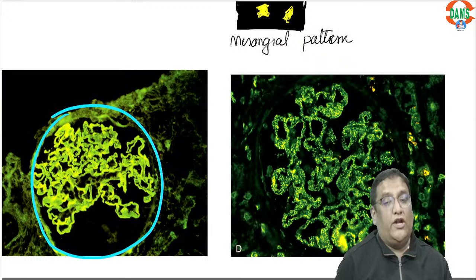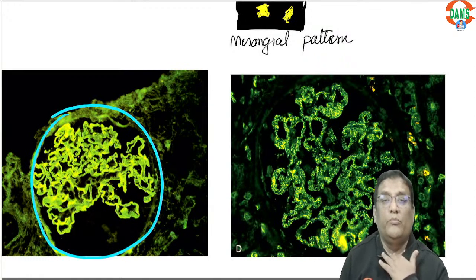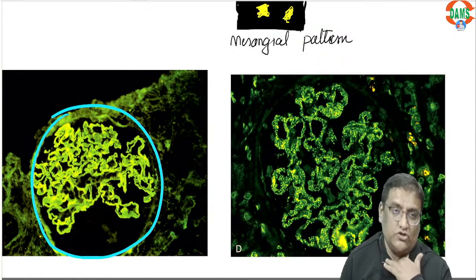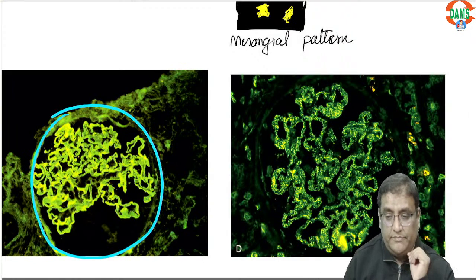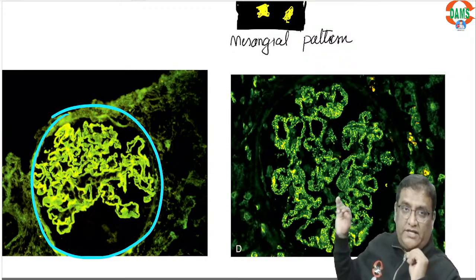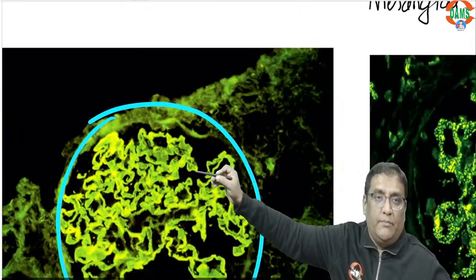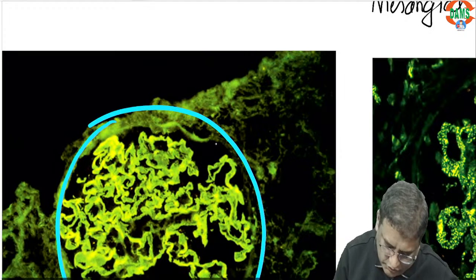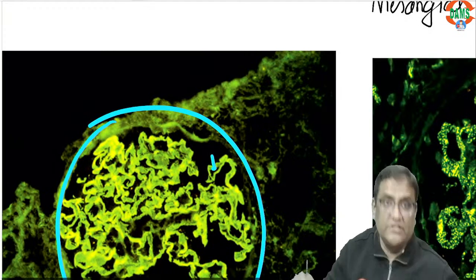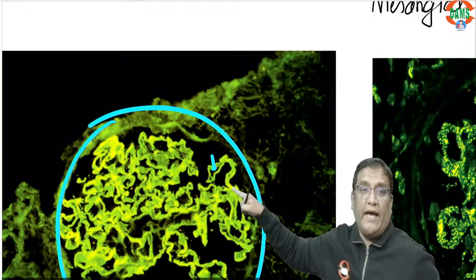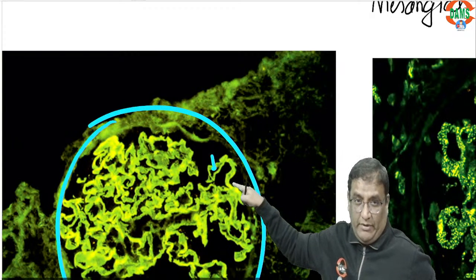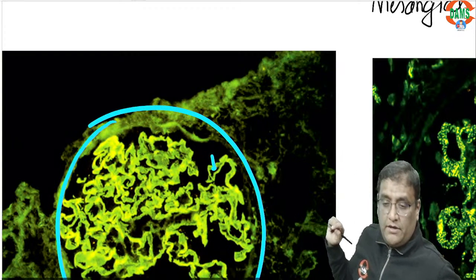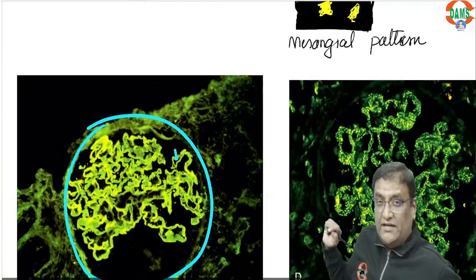This is not wire loop. Wire loop will be seen on light microscopy, not on IF. This is a linear deposit, line like deposit. Now why line like? I hope all of you are able to see in the center. This empty structure is the lumen of the capillary, and whatever staining has happened is along the basement membrane. This is your linear deposit.